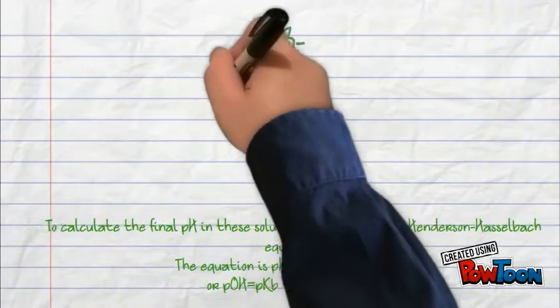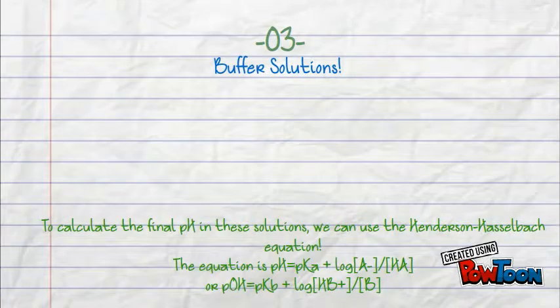To calculate the final pH in these solutions, we use the Henderson-Hasselbalch equation. The equation is pH equals pKa plus log of the concentration of conjugate base over acid, or pOH equals pKb plus log of the concentration of conjugate acid over the base.